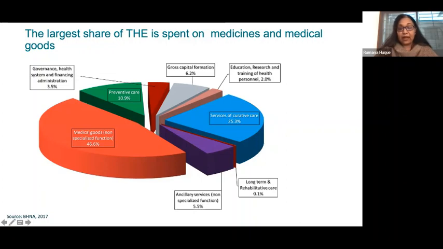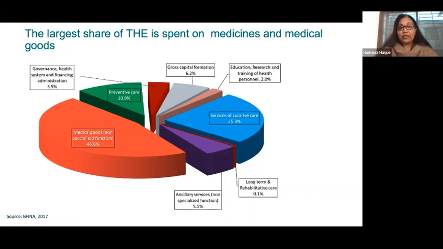This diagram at least reflects that the spending on long-term care or rehabilitative care is really low in the country. And gross capital formation is 6%, and you see that our system is more focused on clinical care and less focused on preventive care. So this diagram also shows that 11% of the total health expenditure is going for preventive care.